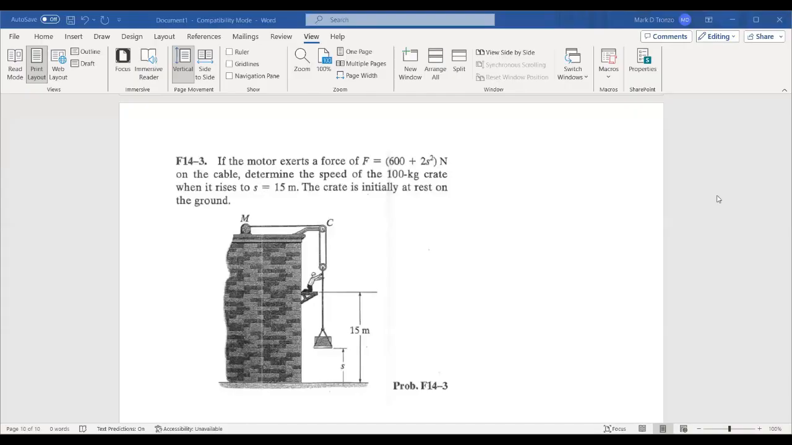We're going to look at this problem, F14-3. Notice there's a motor involved and a couple of pulleys. It says if the motor exerts a force of 600 plus 2s squared newtons on the cable, determine the speed of the 100-kilogram crate when it rises to 15 meters. The crate is initially at rest on the ground.